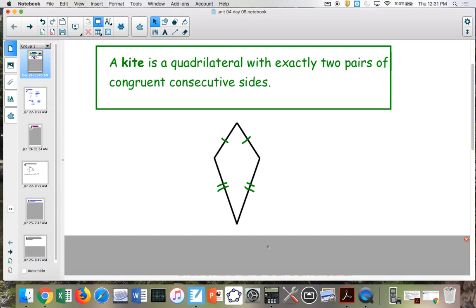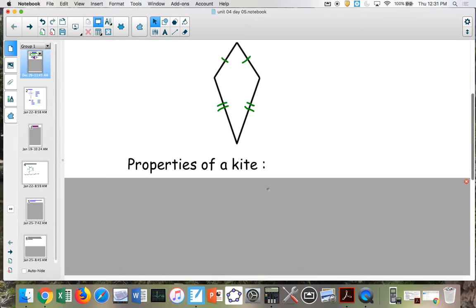So these are two pairs of disjoint, congruent consecutive sides. So a kite is never a parallelogram or any of the special types of parallelograms. So it's off by itself. It's one special type of quadrilateral. There's a few properties of kites that you need to be aware of.